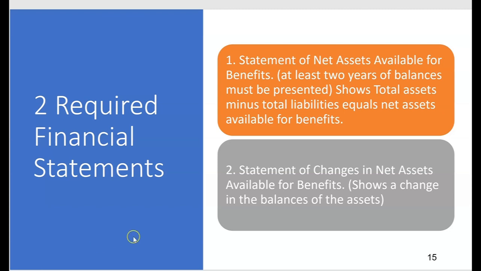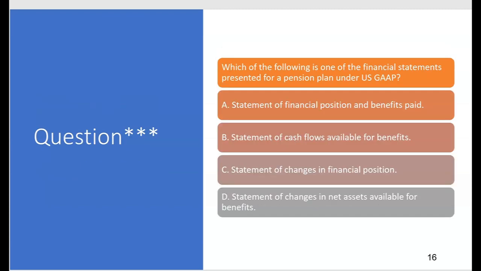The second required statement of every pension plan is the statement of changes in net assets available for benefits. So I guess it's like an income statement, certainly more than it is like a balance sheet. It shows a change in the balances of the assets. So it wouldn't surprise me if they give you a question like this on the exam.